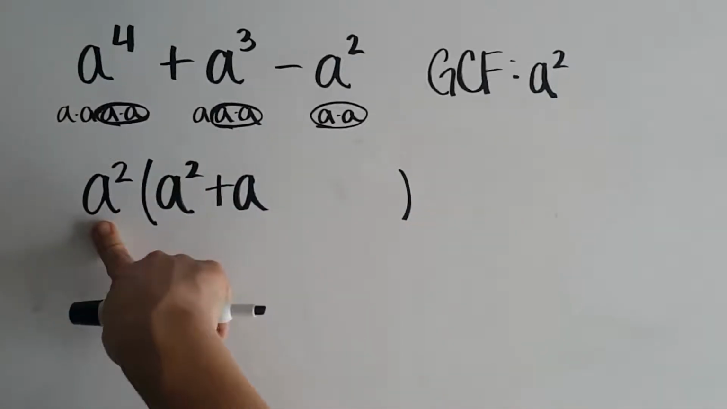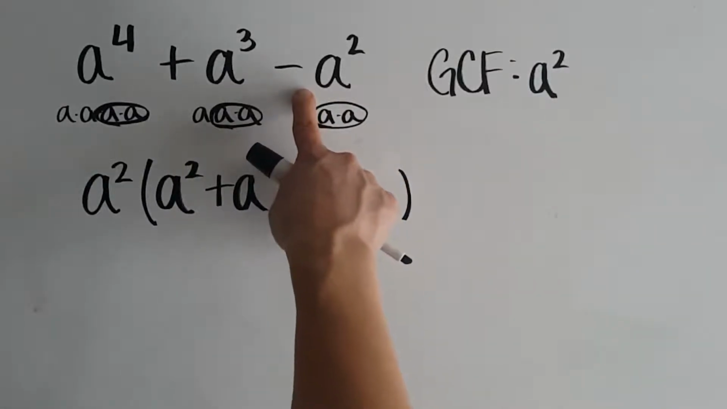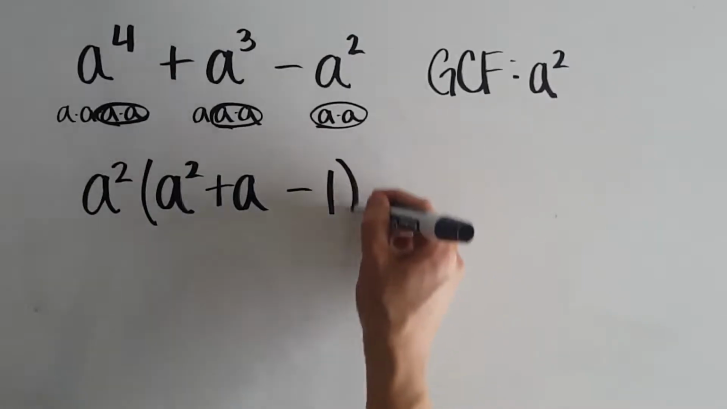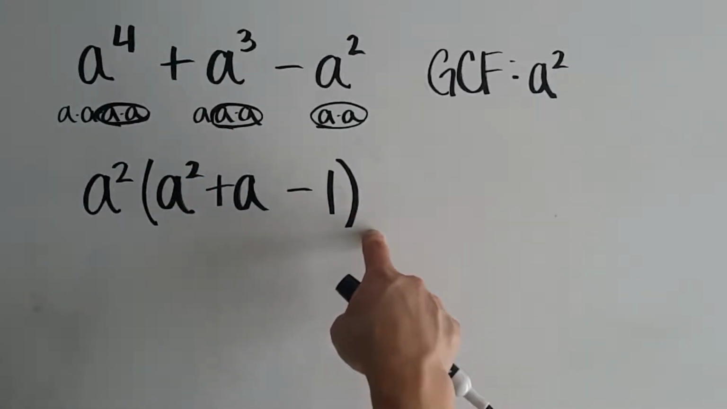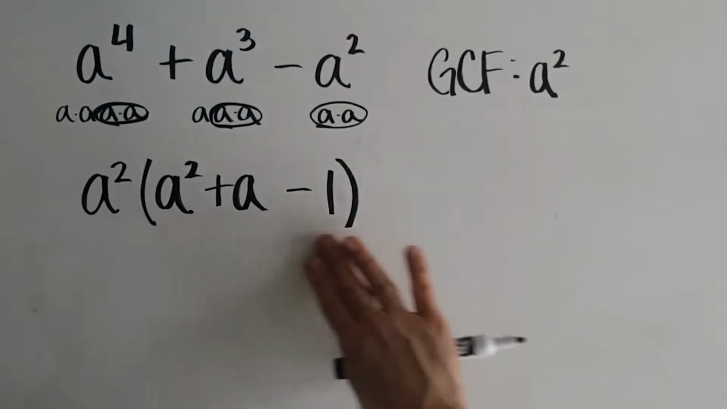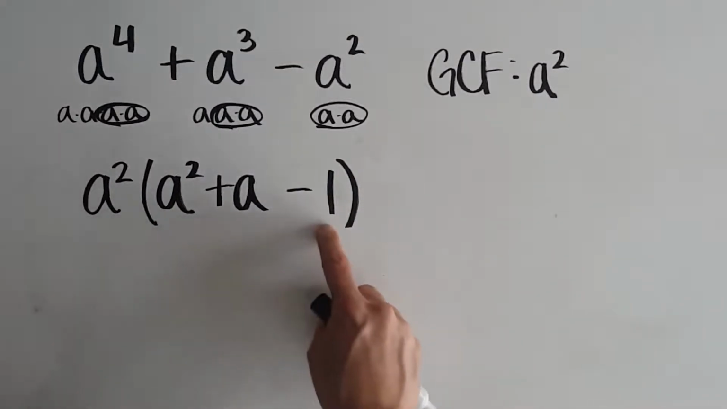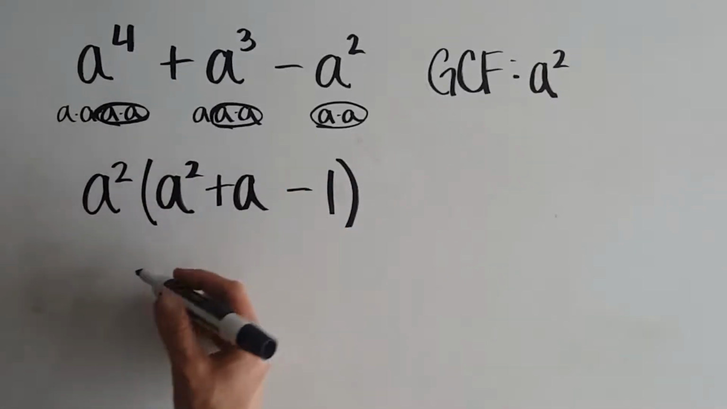What would I have to multiply a squared by to get back to a negative a squared? Well, that would just be a negative 1. So this would be the factored form of our polynomial. Now, normally we would check to see if we can keep factoring, but for now we're just practicing the GCF. So I look to see, are there any other factors in common with all 3 of these terms? The answer is no, so I can check my work by multiplying this out.